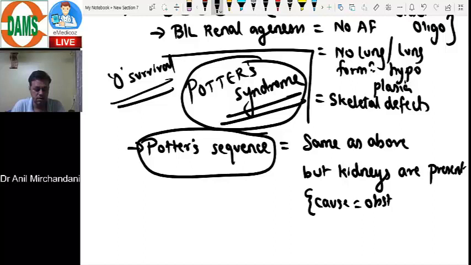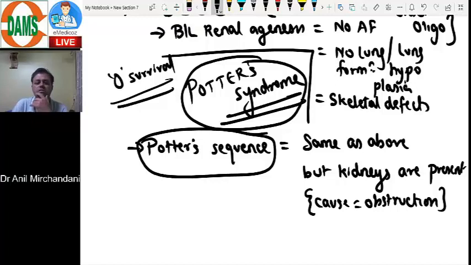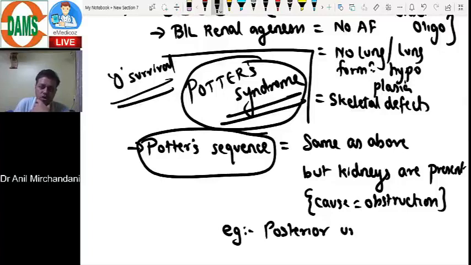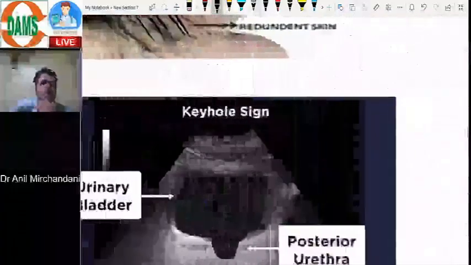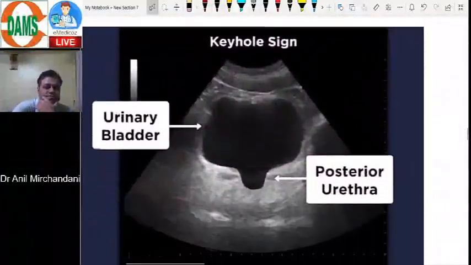I said the cause is obstruction. Okay, Potter's sequence would be same as above, but kidneys are present. Cause is obstruction. Example: posterior urethral valve. Posterior urethral valve. Have a look at this picture.